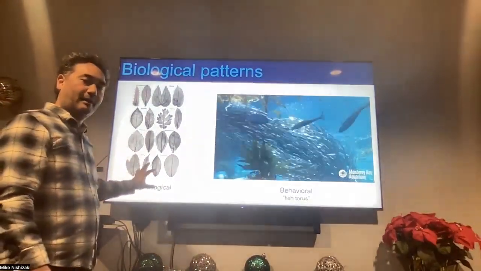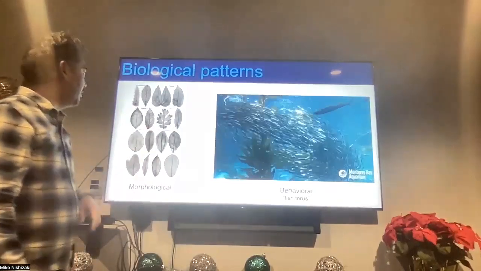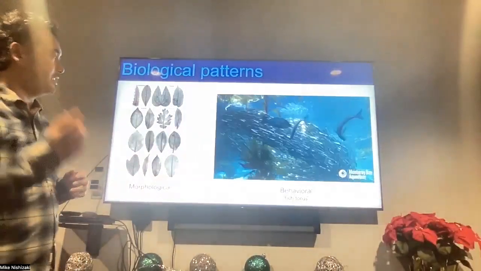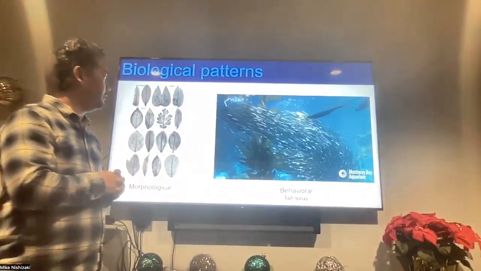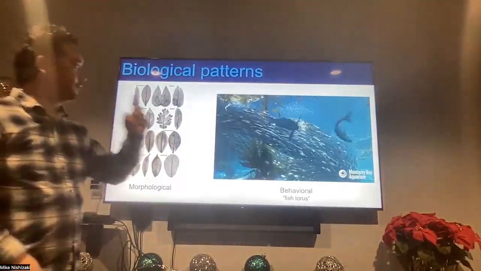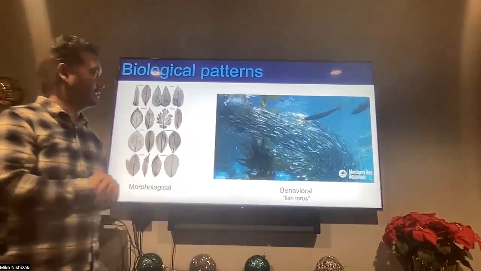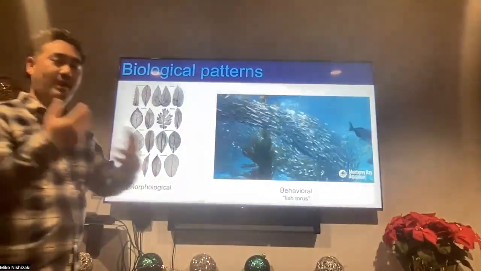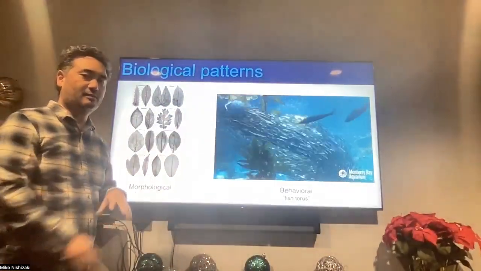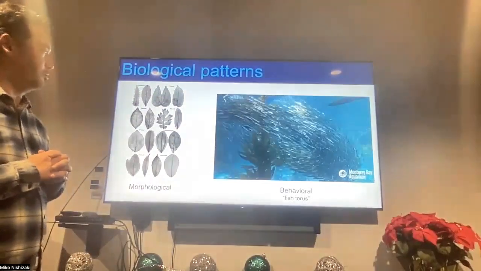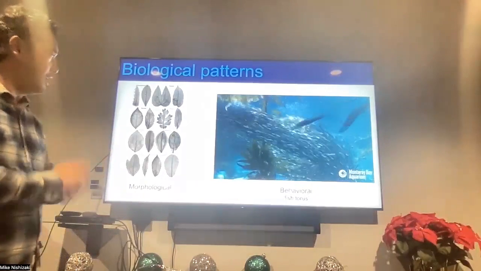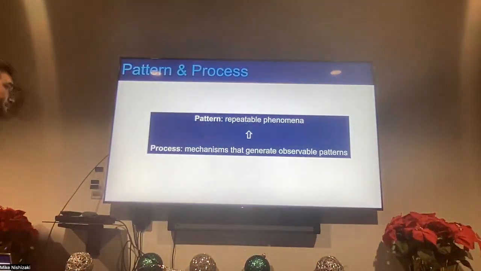So morphological patterns have a long history in biology, as do behavioral patterns. So fish swimming in a tight torus, we call it, and maybe that's to protect them from predators, but regardless of the reason why, the first observation is how they are behaviorally swimming. So morphological patterns, behavioral patterns, there's all sorts of patterns in the natural world, and that is your first job as a biologist, is to make careful observations of nature.